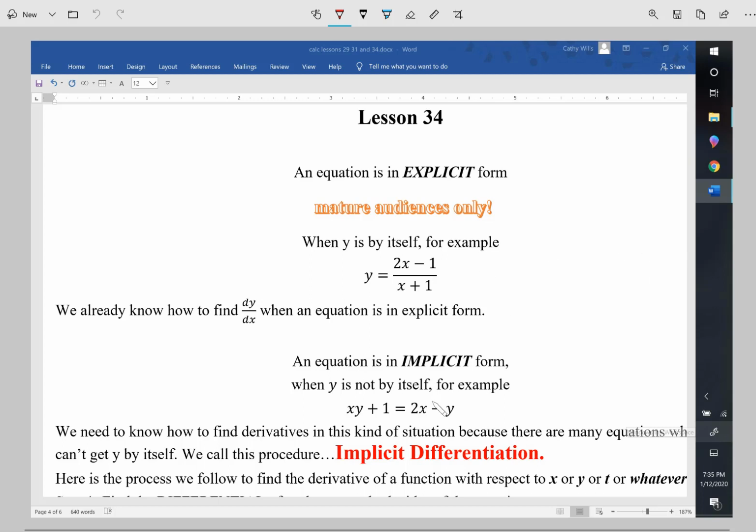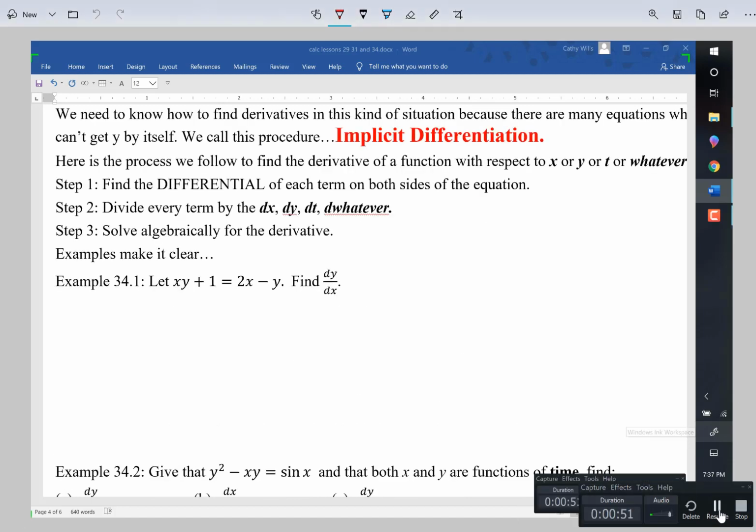Now we're going to be doing situations where the equation is not in explicit form, it's in implicit form, which means there's stuff on both sides, all kinds of stuff. And it's just a basic process that you follow, and you just do whatever the process says to do. Okay, so here's the process.